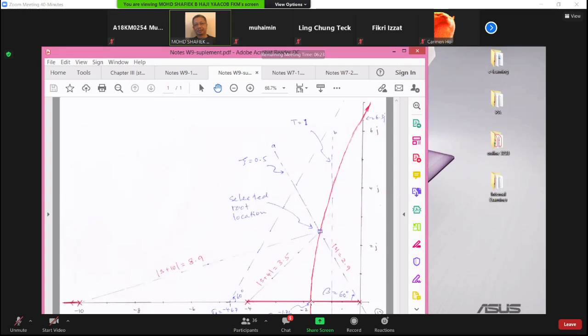We use the breakaway point to find the point where the locus will leave the real axis. Is it the intersection? No, the breakaway point is not the intersection. It's the point where the locus leaves the real axis. The intersection with the imaginary axis is different from the breakaway point. The intersection with the imaginary axis, you get this from the Routh table.